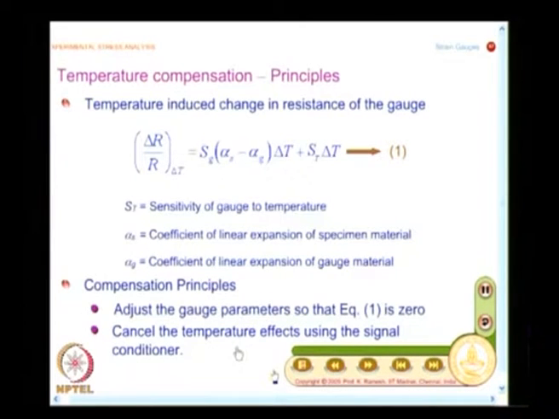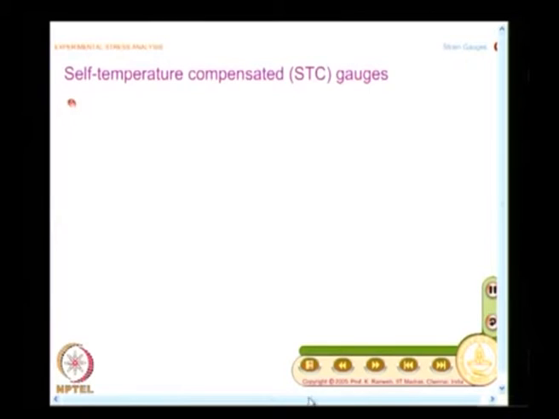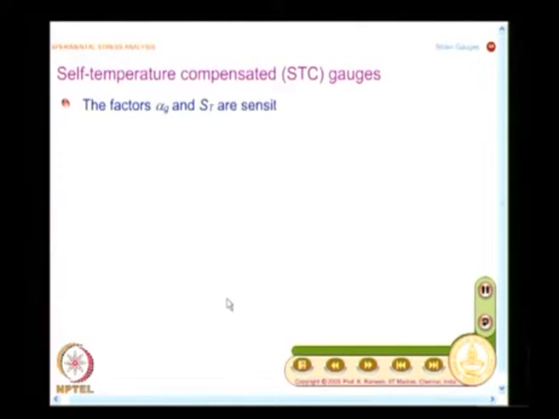The other approach, which I have mentioned in several classes, is to cancel the temperature effects using the signal conditioner, and this comes in very handy when you are using a Wheatstone bridge. You have the adjacent arms cancel each other. So, that is the way that we will use the signal conditioner for cancelling the effect due to temperature. First we will take up how do we get self temperature compensated gauges.